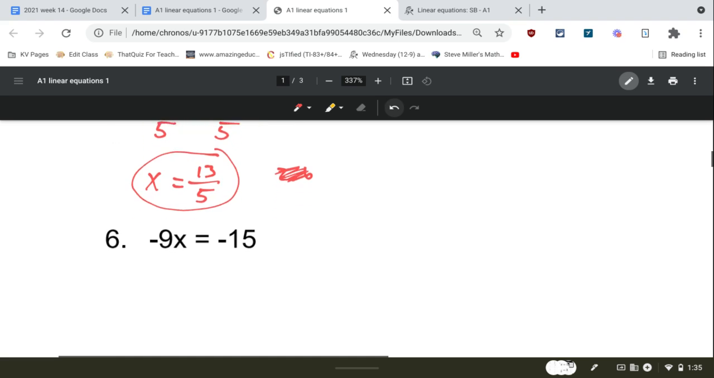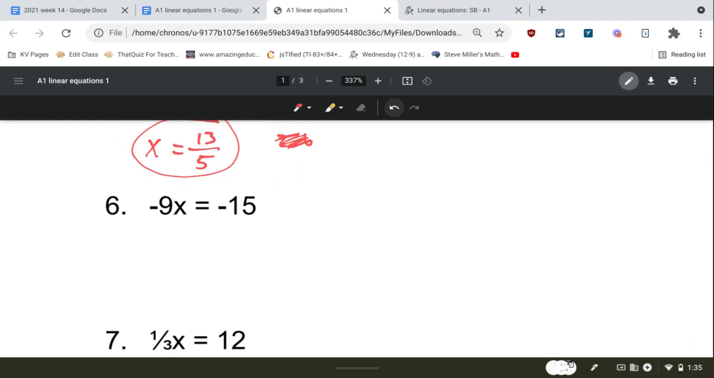Number 6, we're going to divide by -9. -9 divided by -9 is equal to 1. And so you're left with x equals whatever 15 over 9 is. So the two negatives cancel each other out.